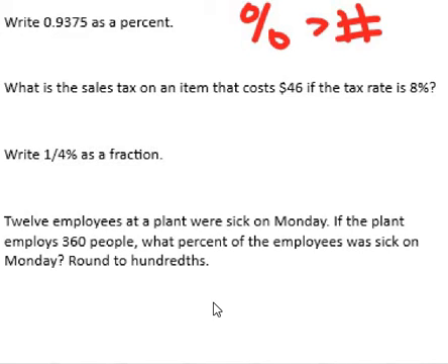So write 0.9375 as a percent. So the first thing I'll point out is the percent always looks bigger than the number. That's not true. They are the same, but it looks bigger.